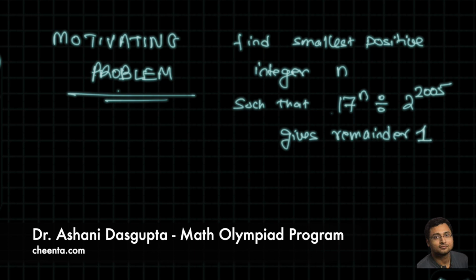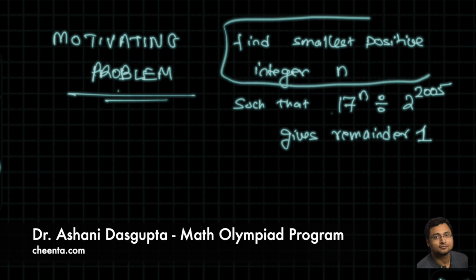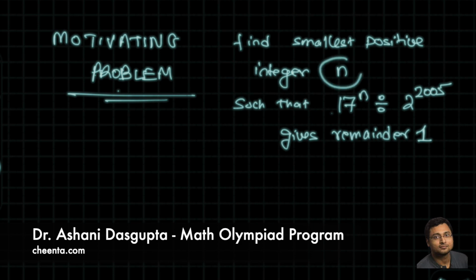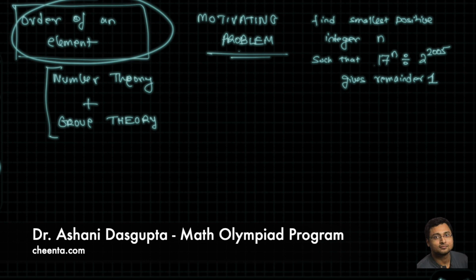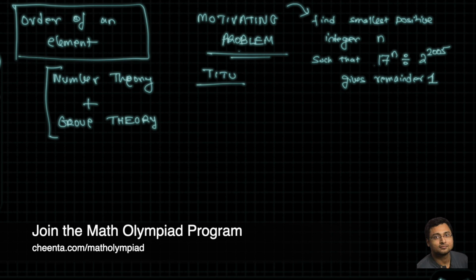Okay, so if you divide 17 to the power n by 2 to the power 2005, you get remainder 1. You want to find out the smallest possible positive integer n such that this happens. So by learning about order of an element, we hope to solve problems like this. This problem is from Titu Andreescu's book on number theory structures. It's a very beautiful book. Number theory structures. We use it in our level 5 and 6 of Math Olympiad programs.